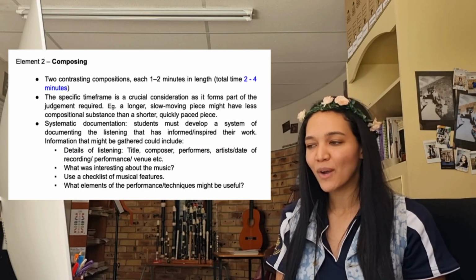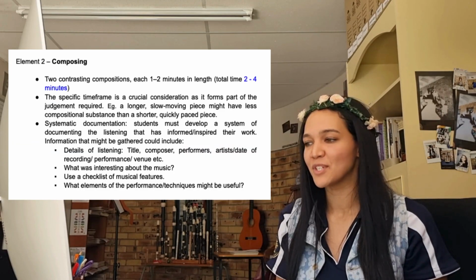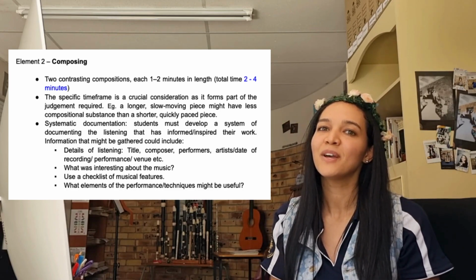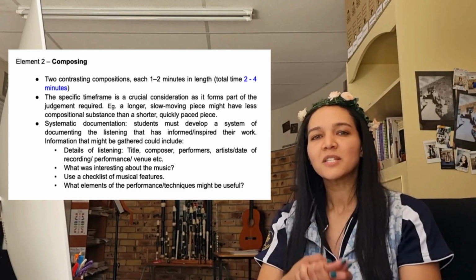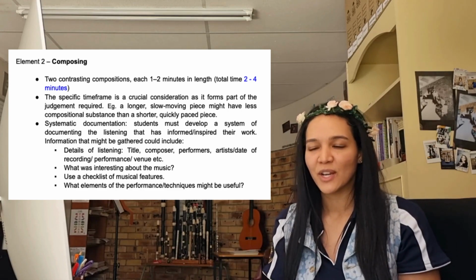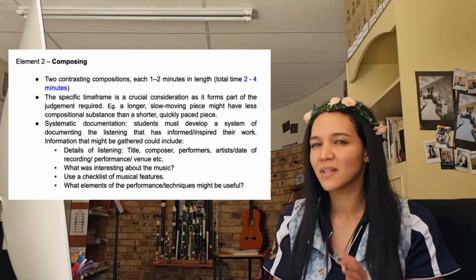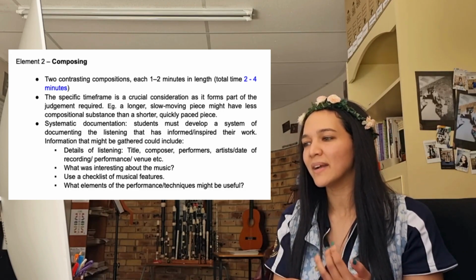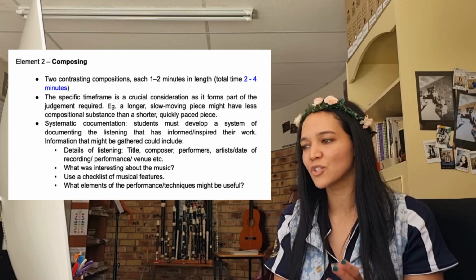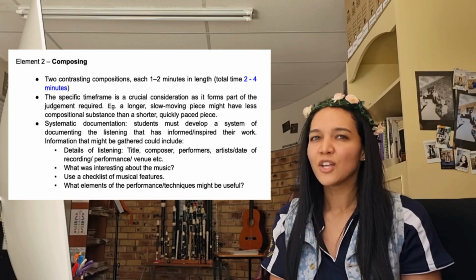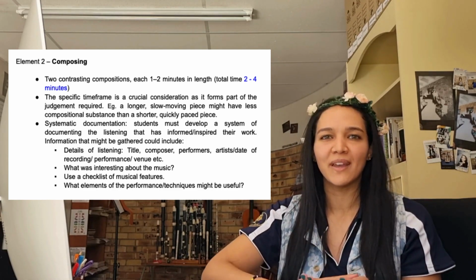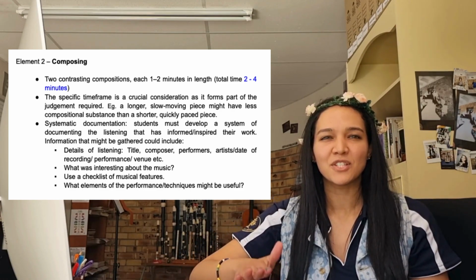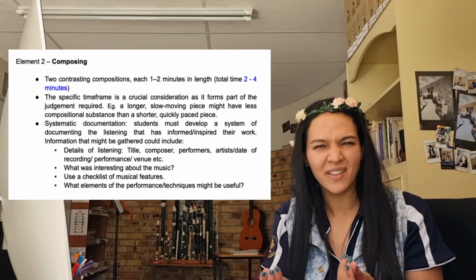For element 2, composing, you need 2 contrasting compositions. They'll be about 1 to 2 minutes each in length, so the total time should be 2 to 4 minutes. The specific time frame is a crucial consideration as it forms part of the judgment required here. For example, a long, slow-moving piece might have less compositional substance than a shorter, quicker-paced piece. So don't just aim to get a full minute of something out there and then make it really slow without any substance.